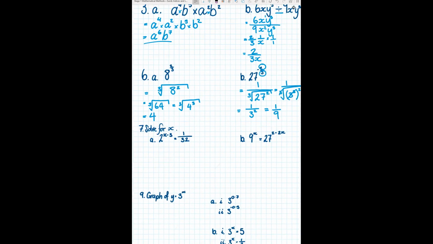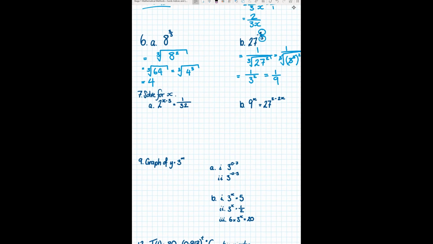Okay, looking now at question 7, solving for x. So this is where we need to be able to put any number we see, such as 32 here, to the base number given on the left-hand side of our equation. So we have 2 to the power of x minus 3 is equal to 1 over 2 to the power of, and you can go through your powers of 2 to get 2 to the power of 5. Now 1 over 2 to the power of 5 is the same as 2 to the power of minus 5.